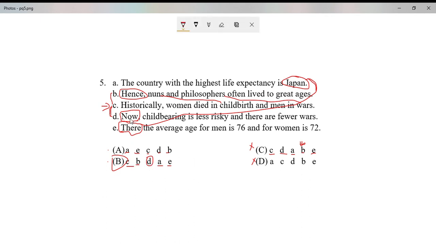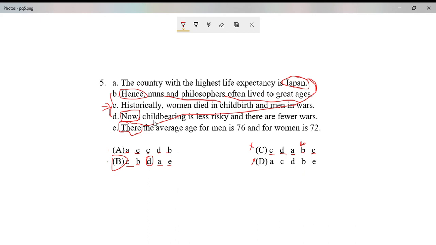So let's read the sentences. This is looking like a promising answer choice. So historically, women died in childbirth and men in wars. Our promising introductory sentence. And then hence, because of these activities that women and men did, the women who didn't give birth, nuns, and philosophers, the men who didn't fight, often lived to great ages. This makes sense. D. Now childbearing is less risky and there are fewer wars. So this is tying in. They often lived to great ages because they didn't fight in wars and they didn't have to give birth.